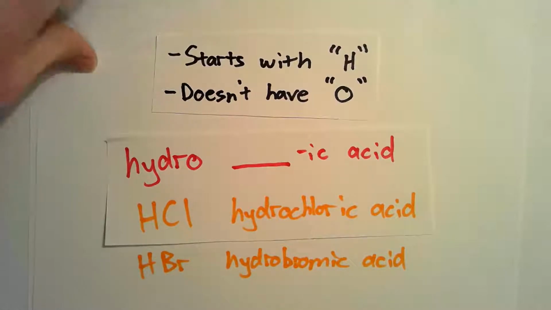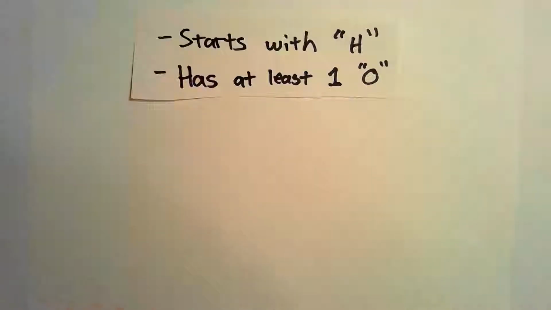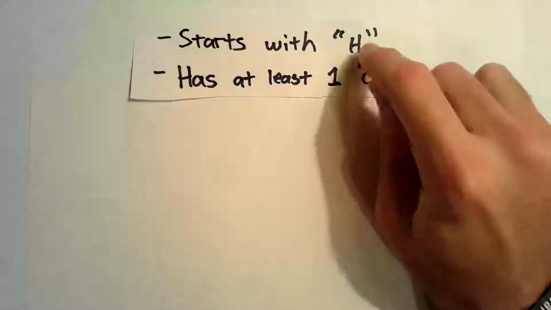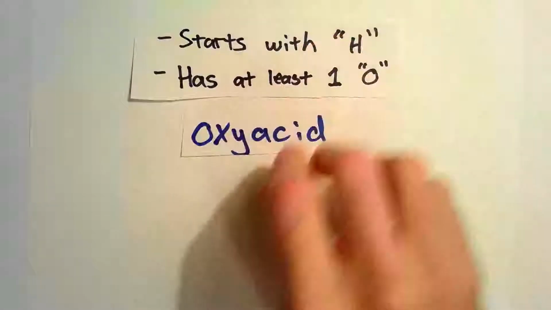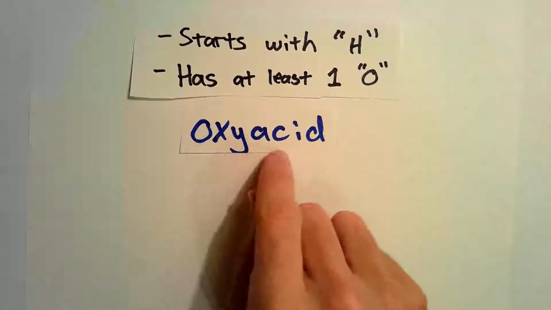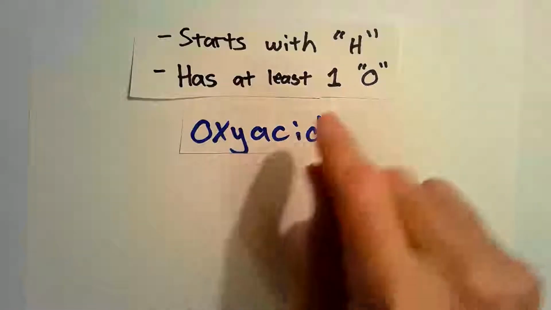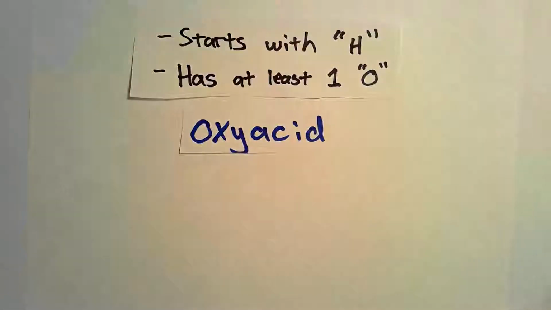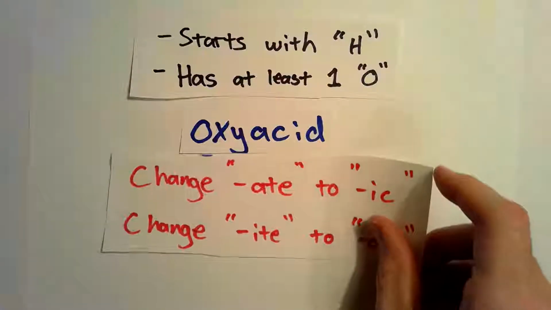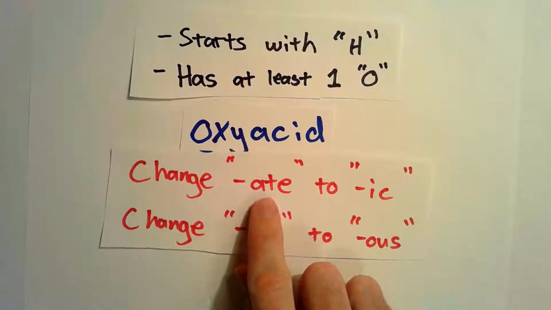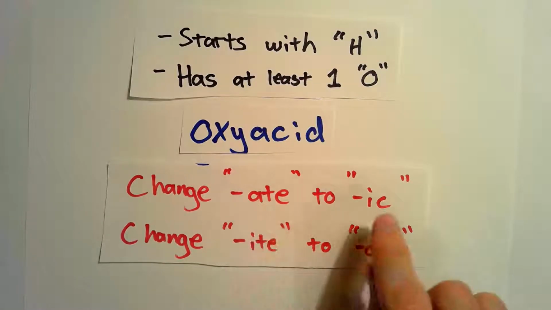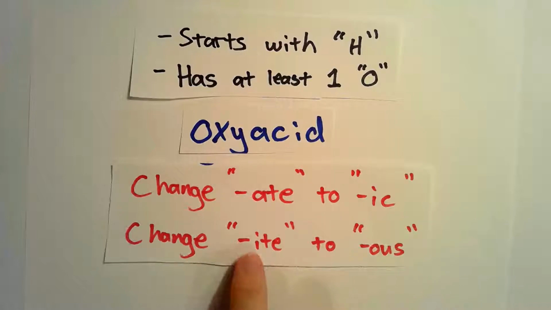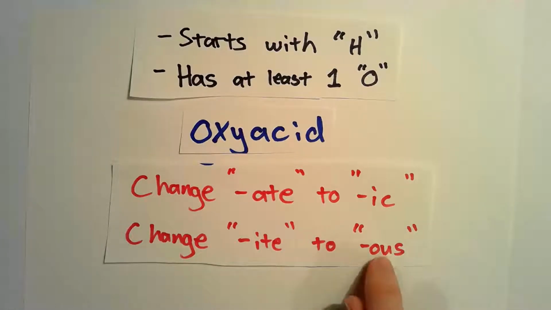So what if it does have an oxygen? Well, that is going to have a special name and naming system. If it starts with a hydrogen and has at least 1 oxygen, it is going to be called an oxyacid. Oxy for oxygen, acid for acid. The H makes it an acid. On these, I'm going to change the ate in the polyatomic ion, like sulfate, to ic. And if it has an ite, it's going to be changed to us.